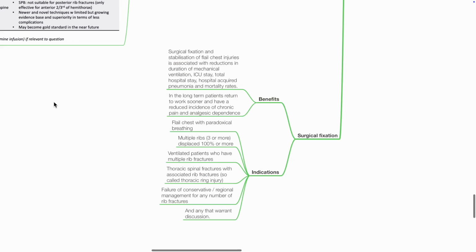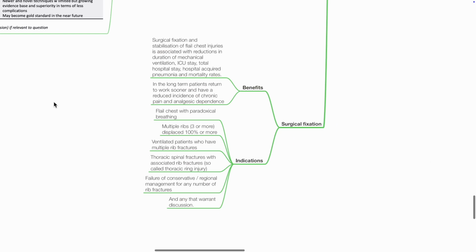Regarding surgical fixation, benefits include stabilization of flail chest injuries, reduction in duration of mechanical ventilation, ICU stay, total hospital stay, hospital-acquired pneumonia and mortality. In the long term, patients return to work sooner and have a reduced incidence of chronic pain and analgesic dependence.